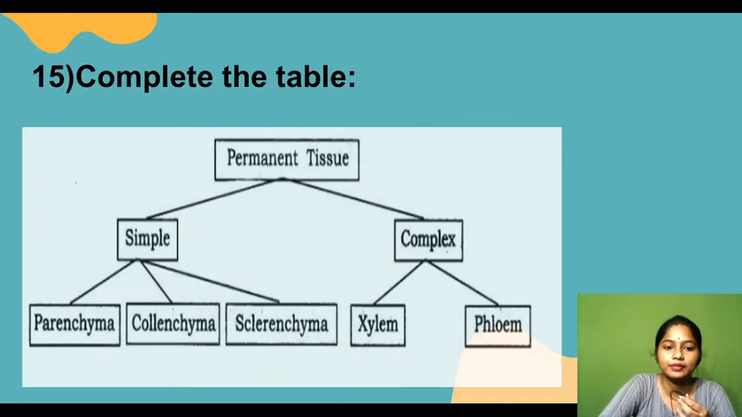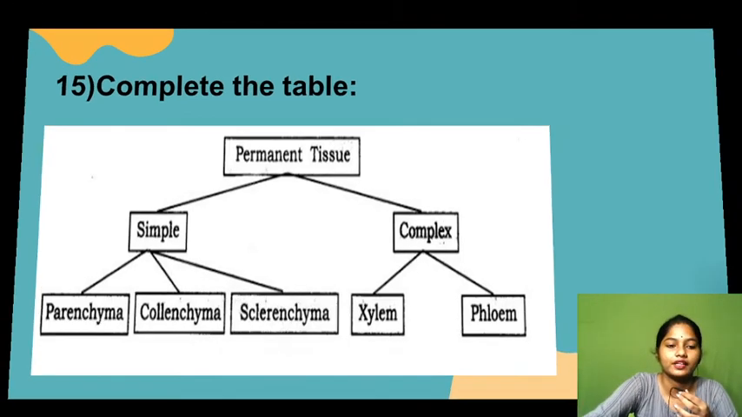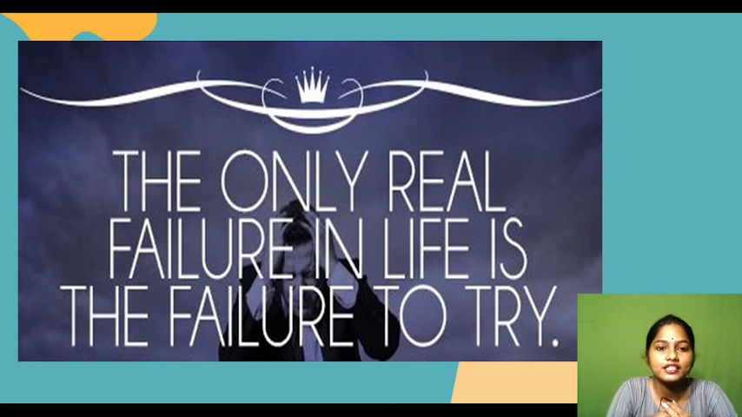Now complete the table. So the table, see, permanent tissue in plants having simple and complex tissues. Simple tissues are further divided into parenchyma, collenchyma and sclerenchyma, and complex tissues are divided into xylem and phloem. So just remember this table, it will be easy for you to name or remember the different types of tissue present in the plants. Okay, yeah. So with this we have completed the lesson, and in the next class we will be discussing about a very interesting chapter, so stay tuned.